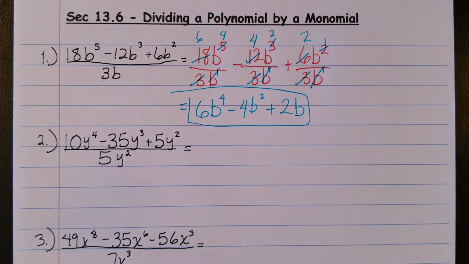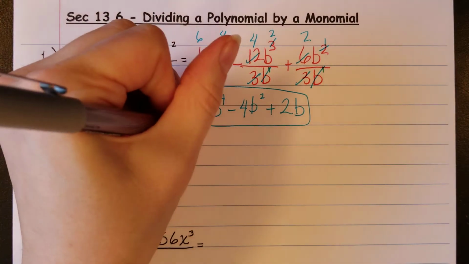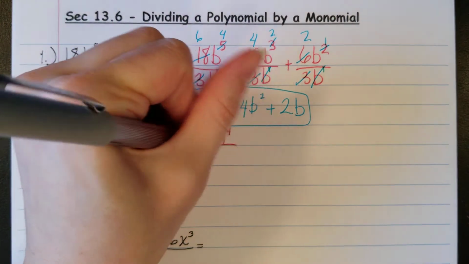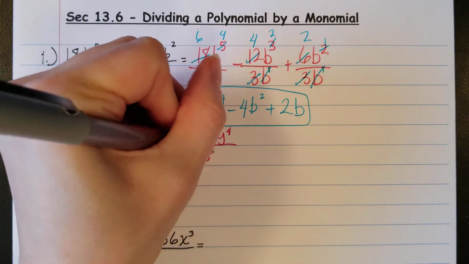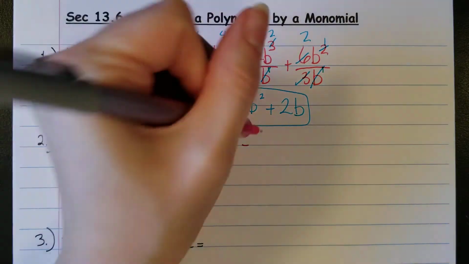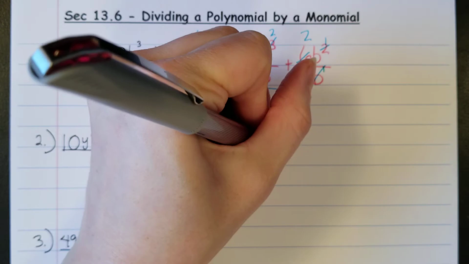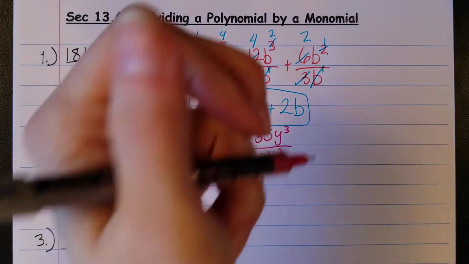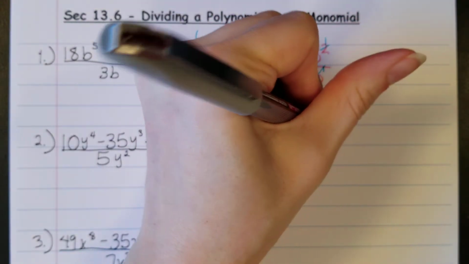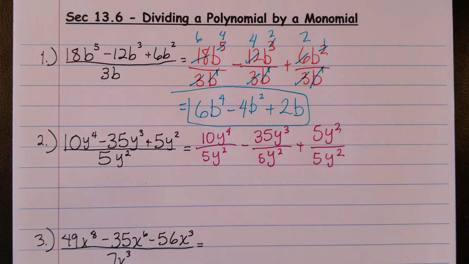All right, number 2. So it'll be 10y to the fourth over 5y squared minus 35y cubed over 5y squared plus 5y squared over 5y squared. Then we're going to reduce.